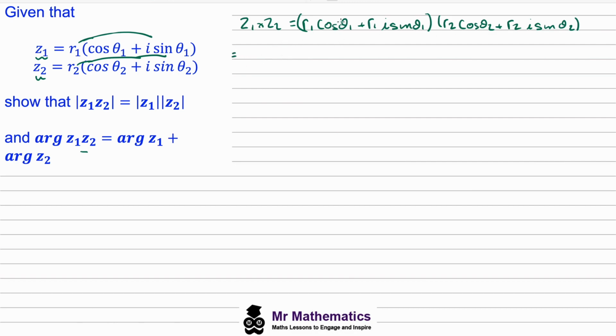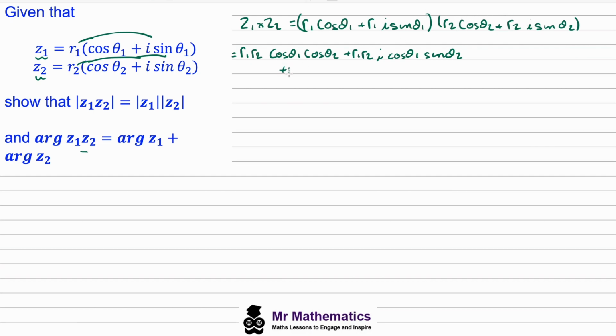So z1 z2 will multiply the r1 cos theta 1 by the r2 cos theta 2. So we'll have r1 r2 cos theta 1 times cos theta 2. And then we need to multiply this term by this term. So we'll have r1 r2 times the i cos theta 1 sine theta 2. And then we'll move on to this term multiplied by these two.